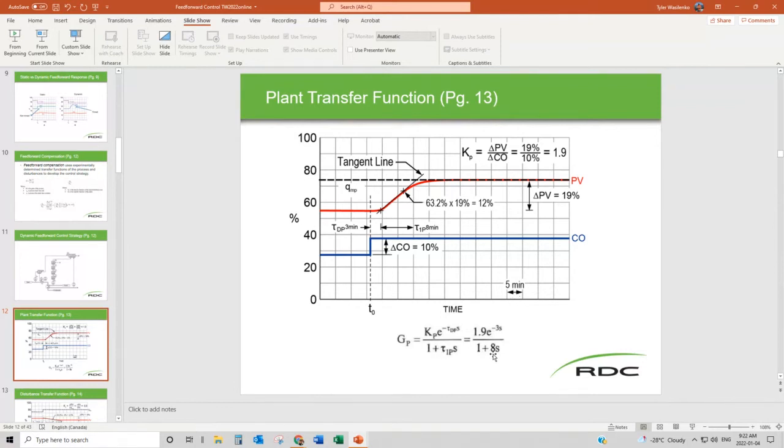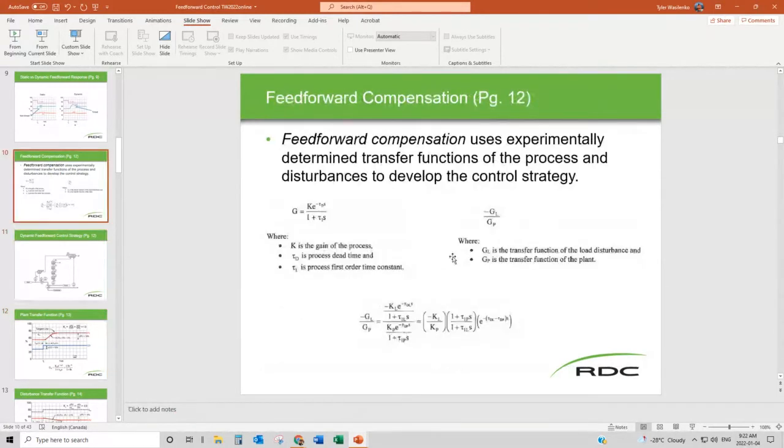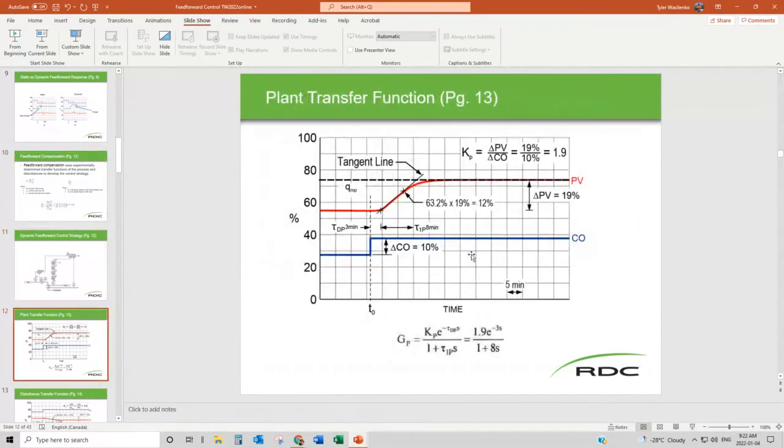And then our T1 time, which is down here, which is 8. And hopefully you guys remember how to do that. So that's our plant transfer function. That's part of our formula that we had on the previous slide, our negative GP over GL formula, this guy right here, negative GL over GP. So we found this part.